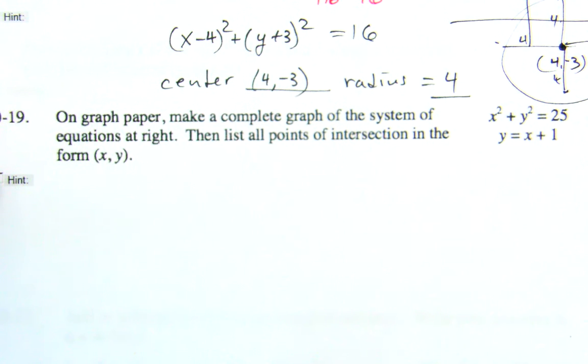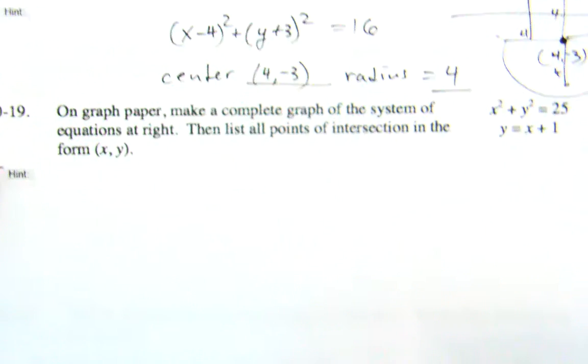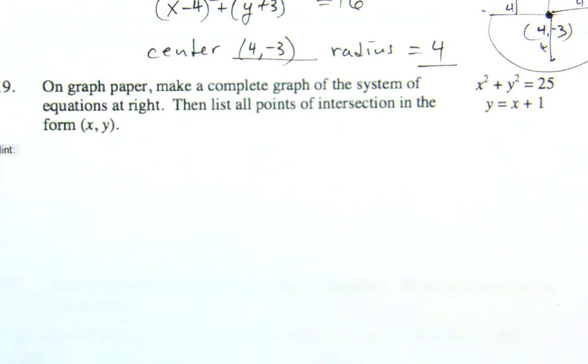On graph paper, make a complete graph of the system of equations that's right. Then list all the pairs of intersections in the form x, y. Okay, I guess it doesn't want you to actually solve this, but I'm going to solve it anyways because the reality is, as much as you graph it and it's going to look all great, the bottom line comes, can you do this algebraically?